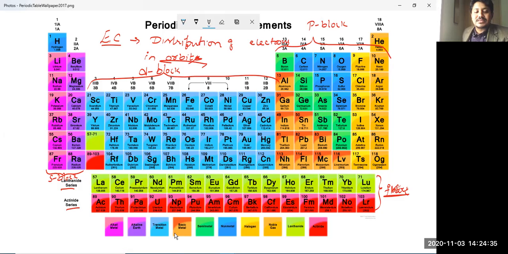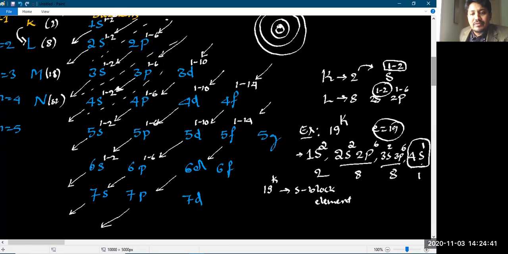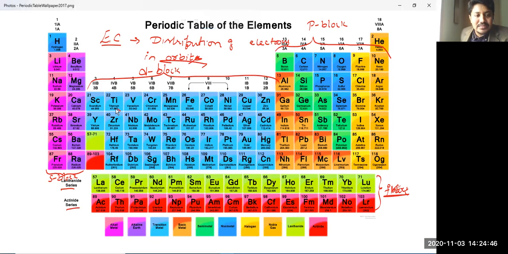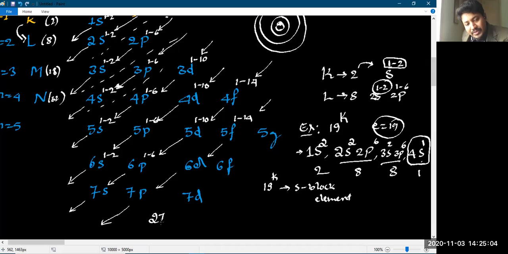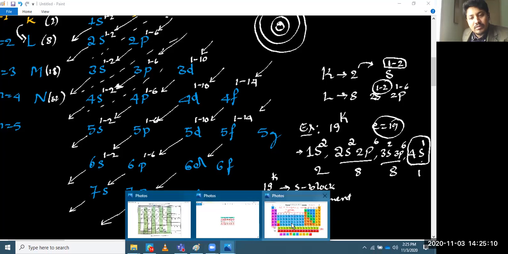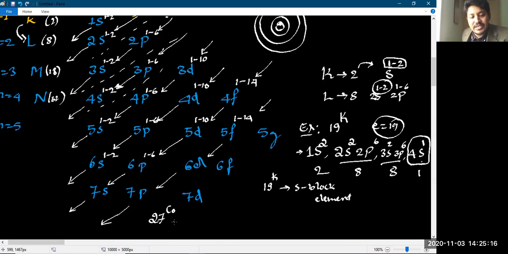Okay, so now let us talk about a few more examples. I have given one. Now I would like to take one more example. Let me take atomic number 27. Which block of the periodic table does this element belong to? Atomic number 27, that is cobalt, Co.